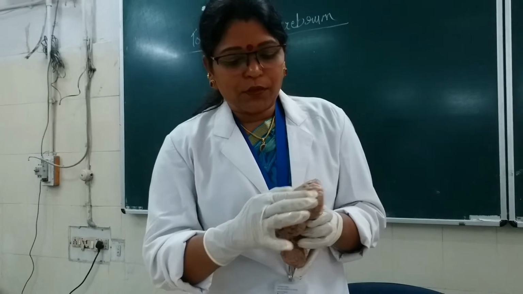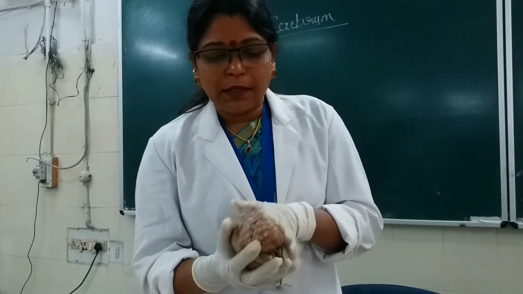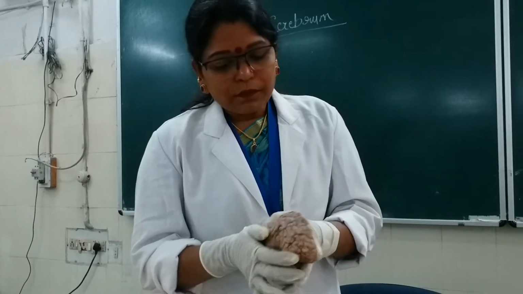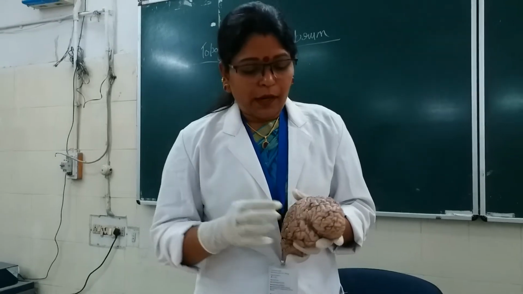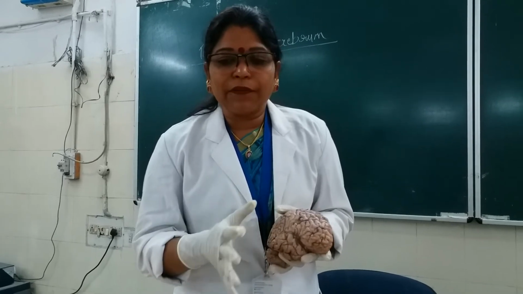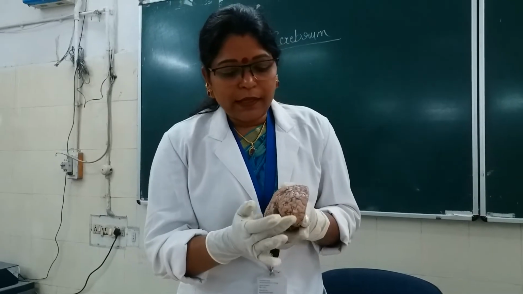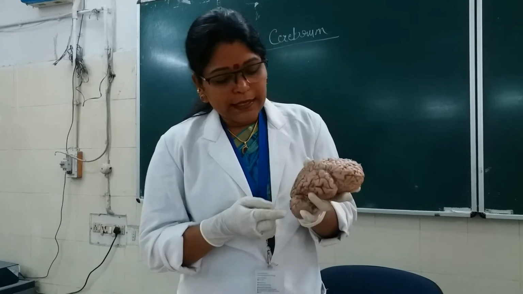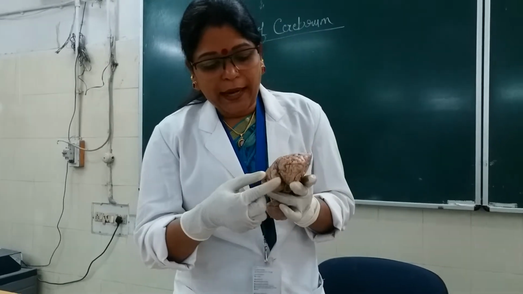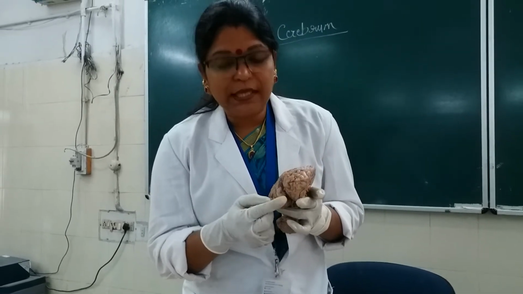Okay. So these are the surfaces and the borders of the cerebral hemisphere. Now one by one, what are the major sulci and the gyri, and what are the different lobes? We have said this is the frontal pole here, this is the occipital pole here, and this is the temporal pole which is facing anteriorly.